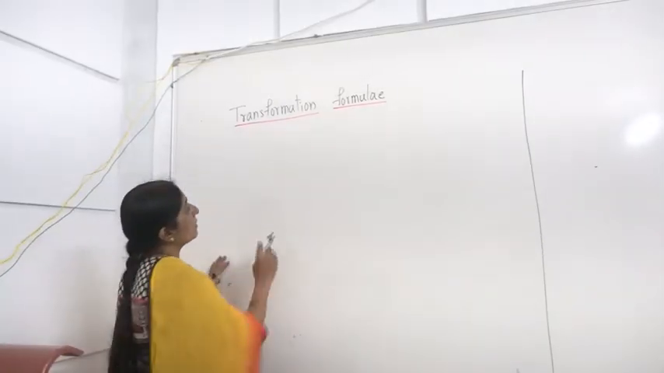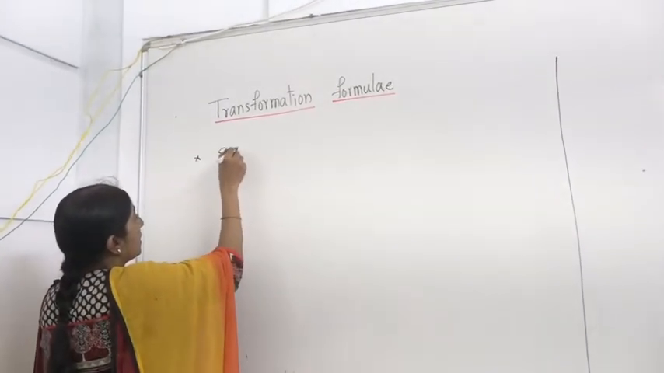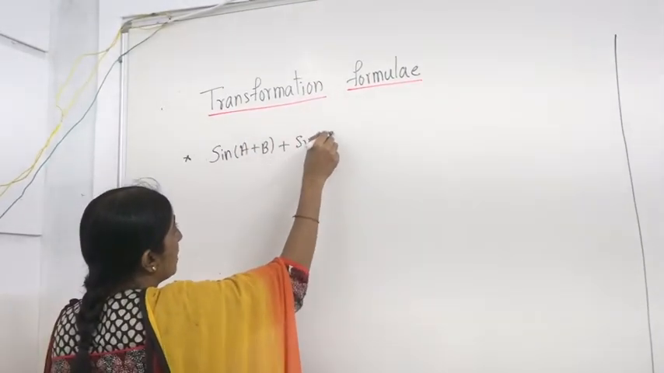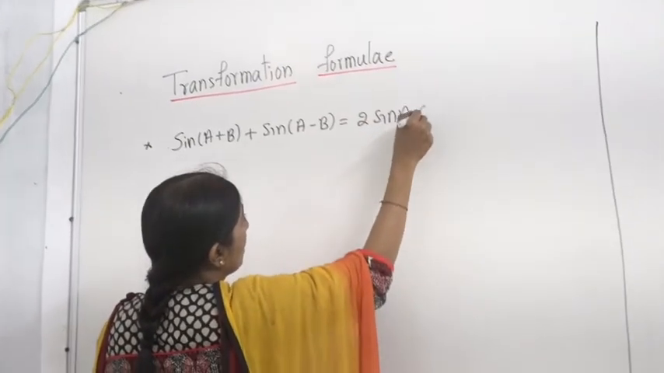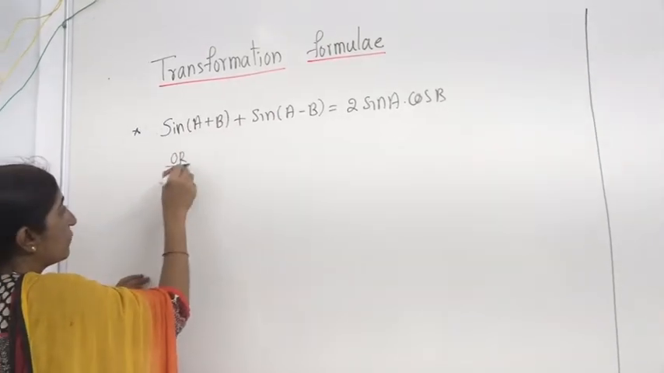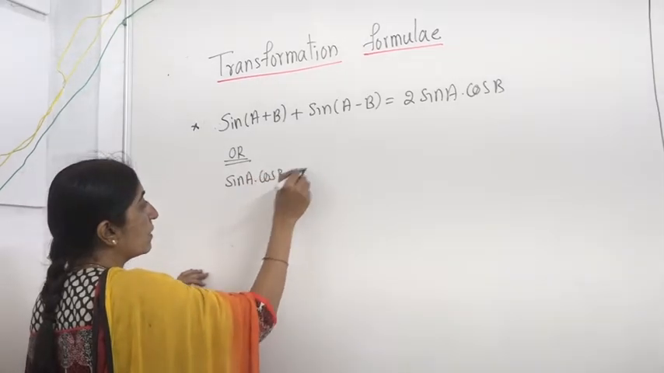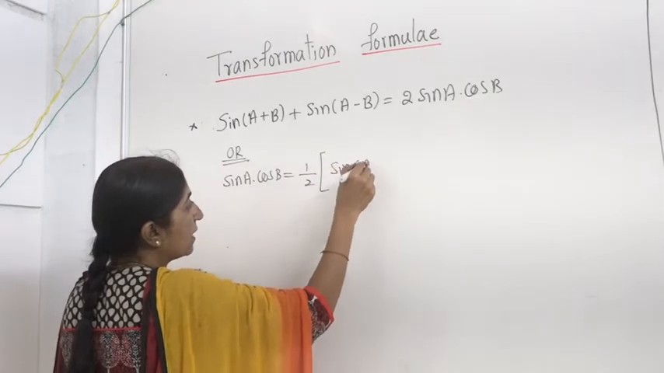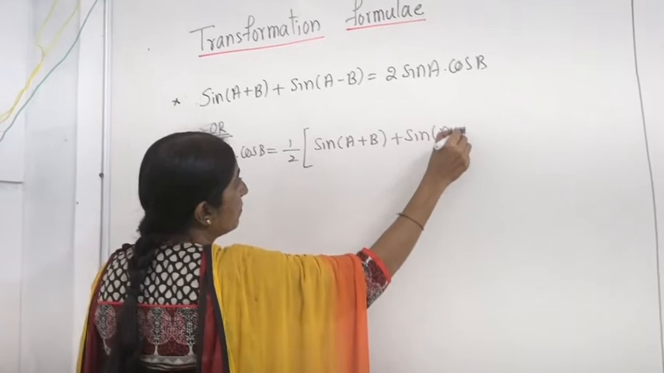Next, last part, that is transformation formulas. See that sin a plus b plus sin a minus b is equal to 2 sin a into cos b. If you take 2 on this side, the same thing will be written as sin a into cos b is equal to 1 by 2, taking 2 on this side in the bracket, sin a plus b plus sin a minus b.